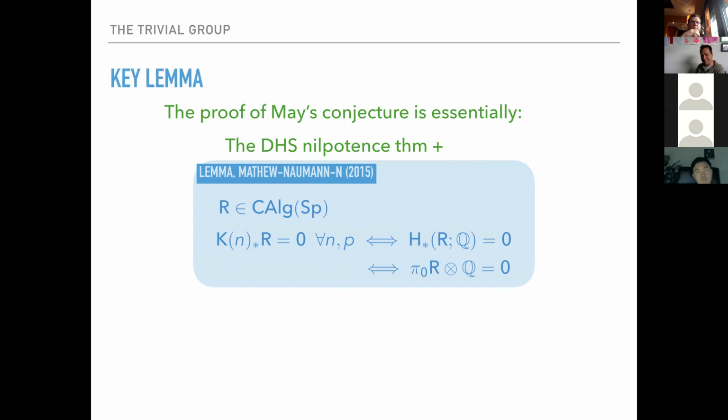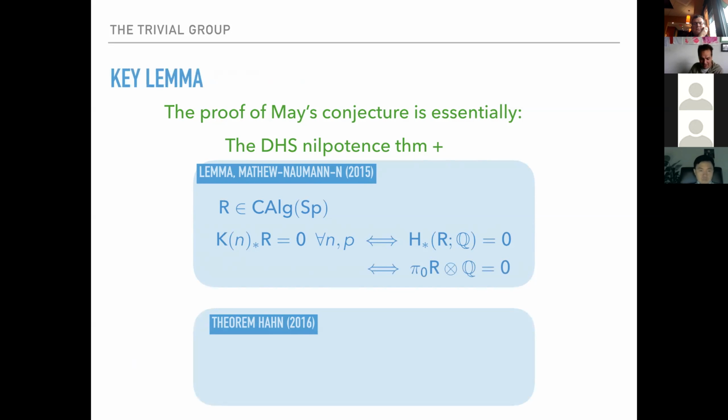And of course you can actually just detect whether or not this thing is 0 by looking at pi naught, which again is a nice simplification. There's a very nice recent result of Jeremy Hahn, which came after this. He generalized this result. He showed that for an E infinity ring spectrum R, the nth Morava K theory of R vanishes if and only if the nth and all of the higher Morava K theories vanish on R. So when n is 0, we get this key result.